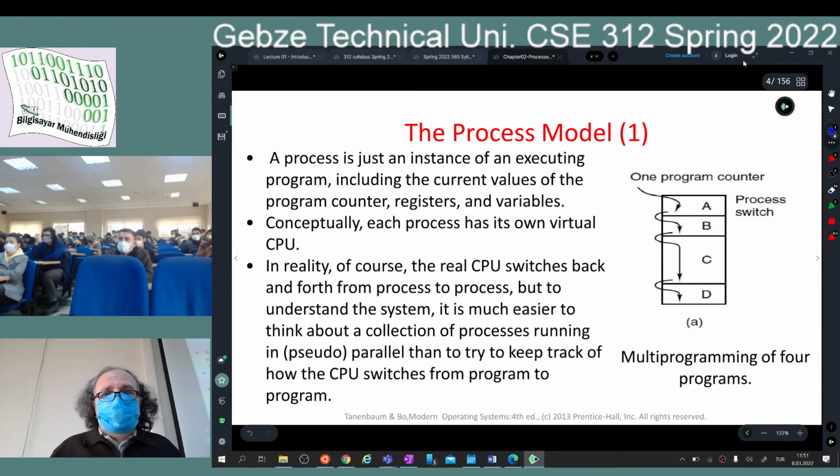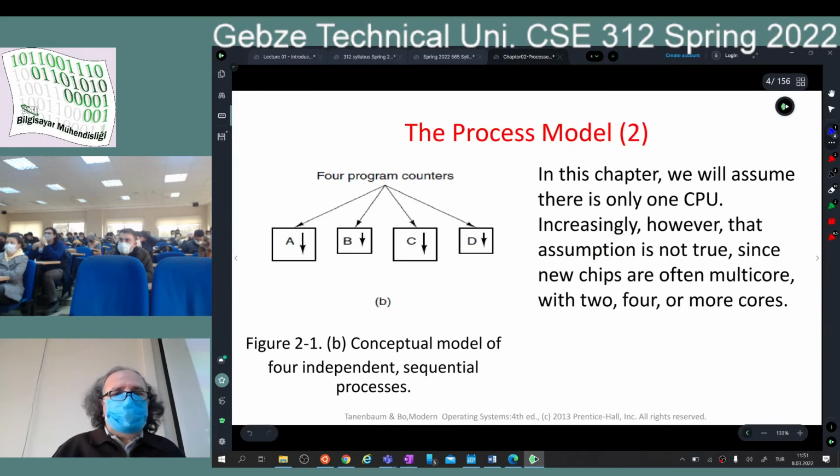Okay, in reality, this is what happens if you have 4 processes. You run some process A, then some B, then some C, then some D, and it looks like they are all running in parallel. It looks like they are running like this, A, B, C, D. They are running in parallel, but in fact they are not.